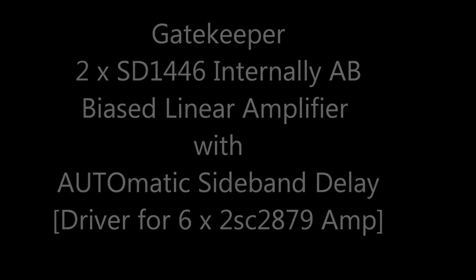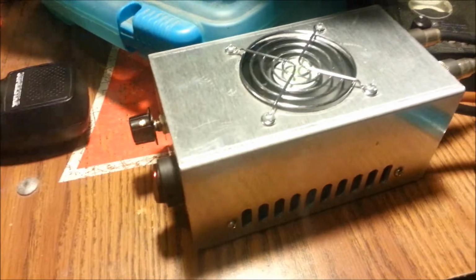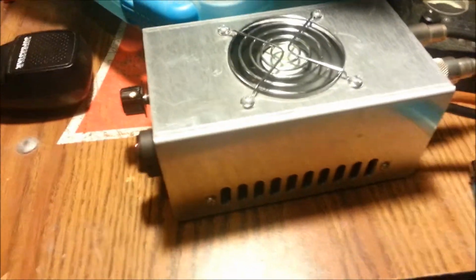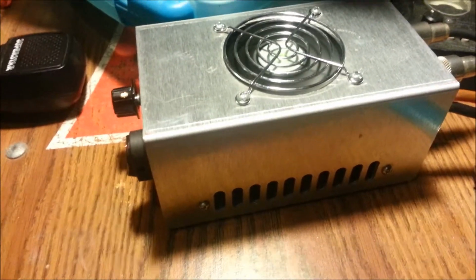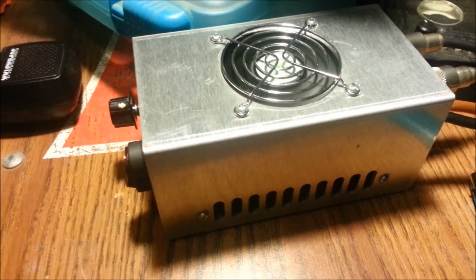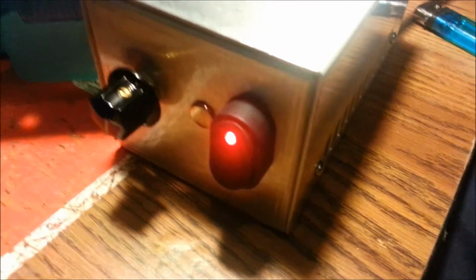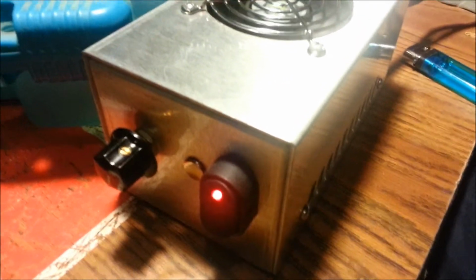You came up, you cleared it. Right here, we got a 2 1446 AB biased. It's the first AB biased I've done built into the actual circuit itself. I'll add some pictures at the end of this video, but it's an AB bias 41446 modulator.